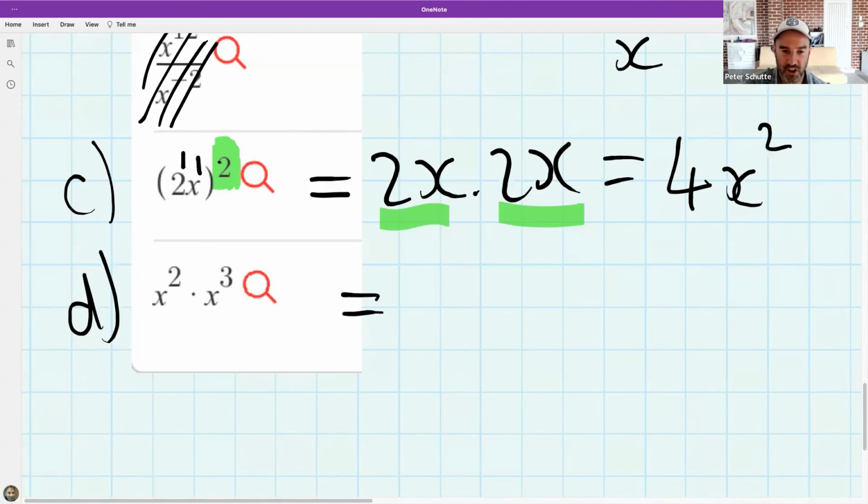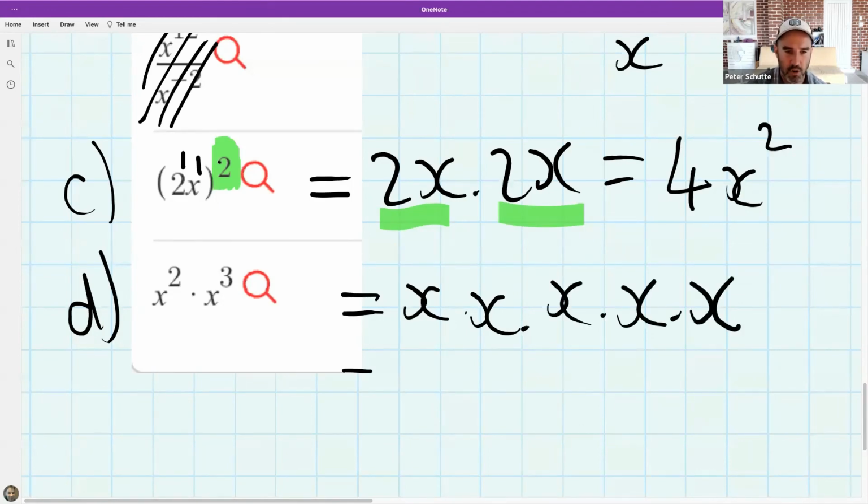Okay, so D's answer is x to the power of 5. Yes, not 6. Because if you wrote it out the long way, you can see there's 5 of them. So it's x to the 5. And if you're thinking about the rule, the bases are the same, so you add the two powers together.